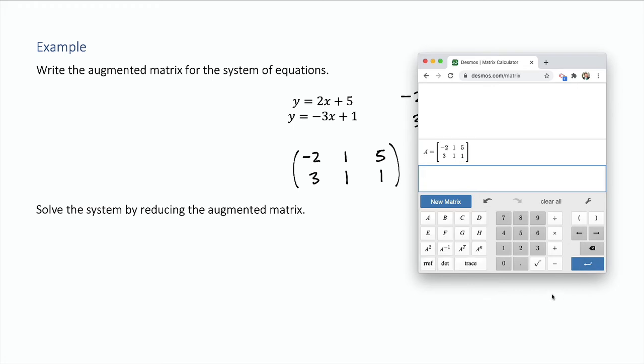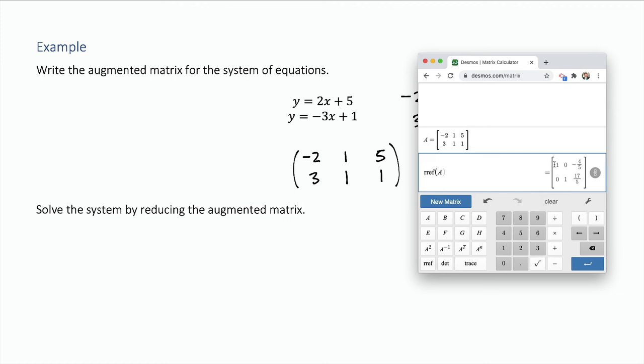And hit enter. And then we need to reduce this matrix. So we use this button, RREF, for reduced row echelon form, and then tell it what matrix to reduce, which is A. And we get our reduced form here. You'll notice in Desmos when it gives you a decimal form, you can also click over here to convert it to a fraction form, and it doesn't really matter which form you have. So there's our solution for x and y.